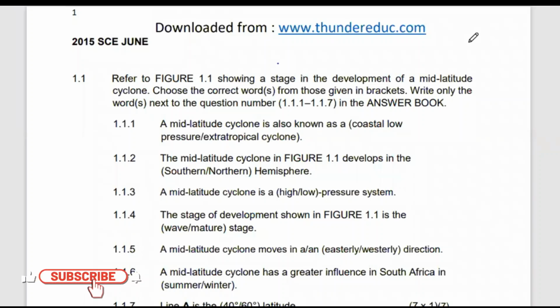We are going to look at the following questions based on climatology and geomorphology. I believe you are set to go.